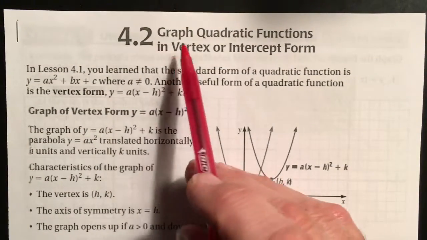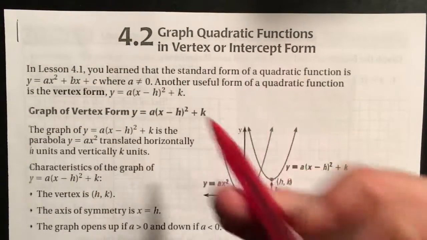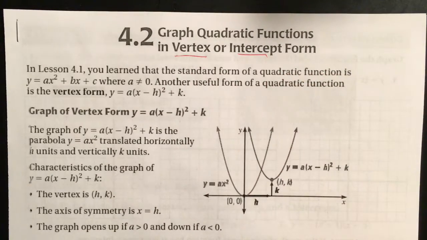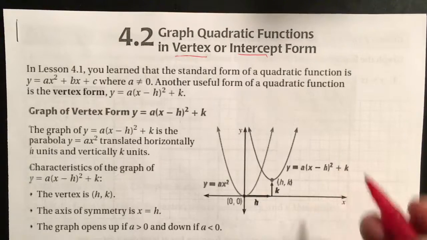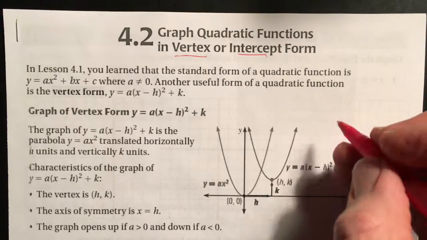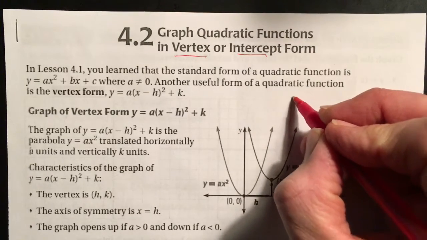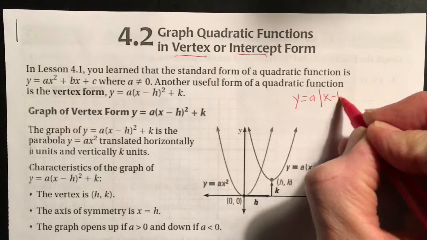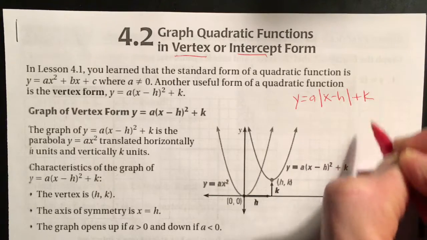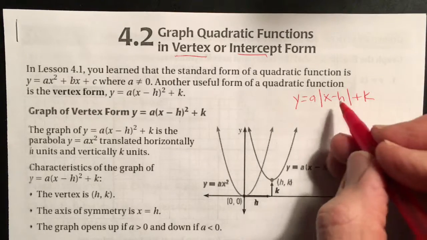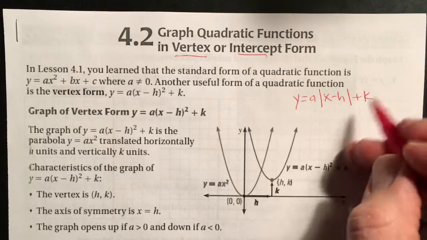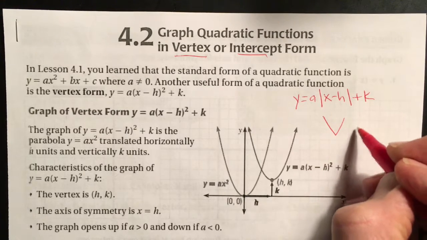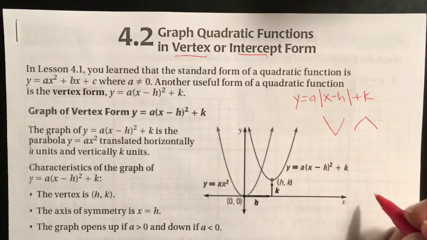Section 4-2, graph quadratic functions in vertex or intercept form. If you go back a ways, we did some graphing of some absolute value functions where we had y equals a absolute value x minus h plus k. And if you recall, that yielded us a V-shaped curve. It'd be a positive or a negative V shape.